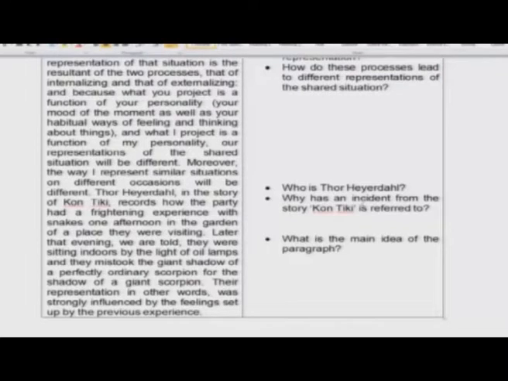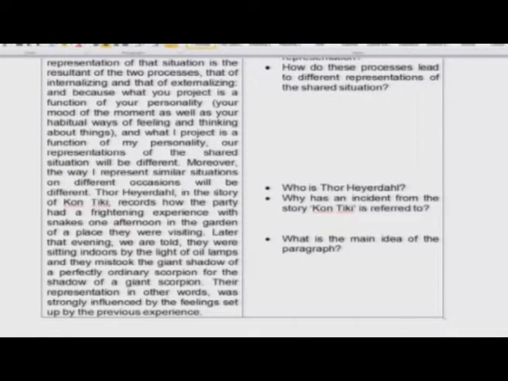So, why does the writer refer to this here? So, let us go back to it. Thor records how the party had a frightening experience with snakes one afternoon in the garden of a place they were visiting. Later that evening, we are told they were sitting indoors by the light of oil lamps and they mistook the giant shadow of a perfectly ordinary scorpion for the shadow of a giant scorpion. Their representation, in other words, was strongly influenced by the feelings set up by the previous experience.